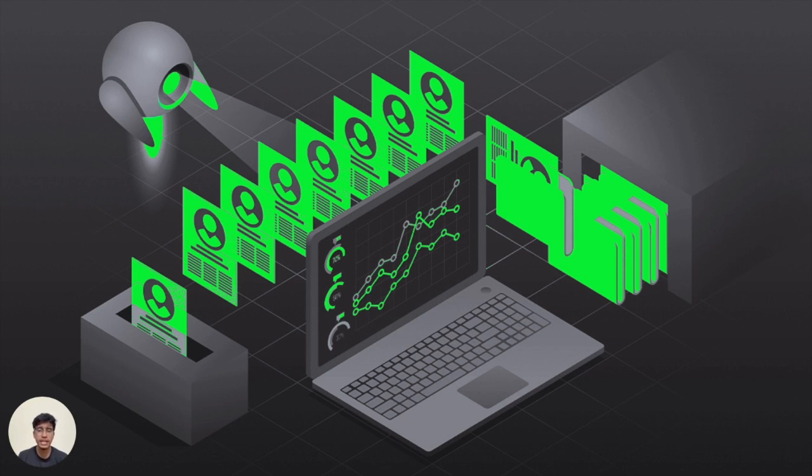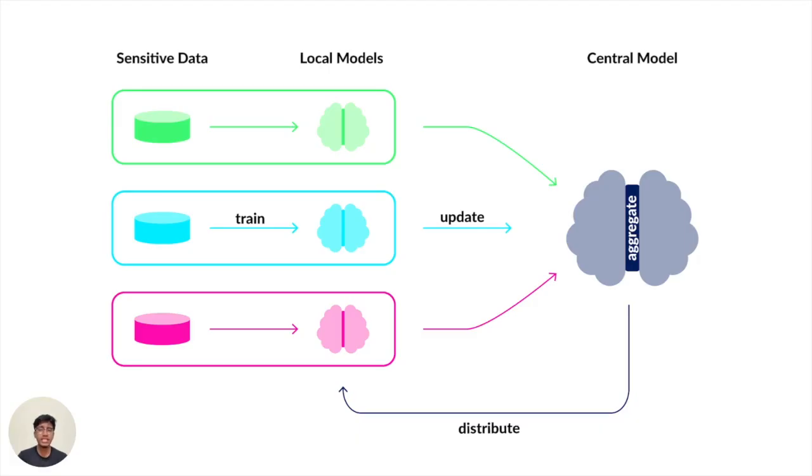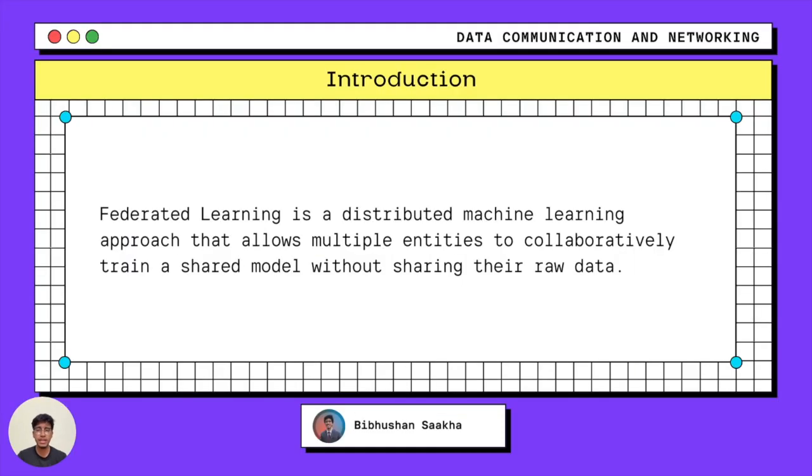However, when we send data to a central server for analysis, there's always a risk that someone might access it without authorization. What if the data could stay on the device where it was collected and only the updates to the machine learning model were sent to the central server? This way, your private data would remain on your device and no one else could access it. This is where federated learning comes in.